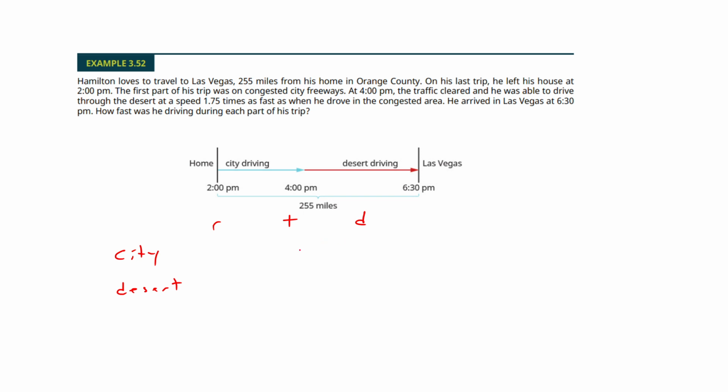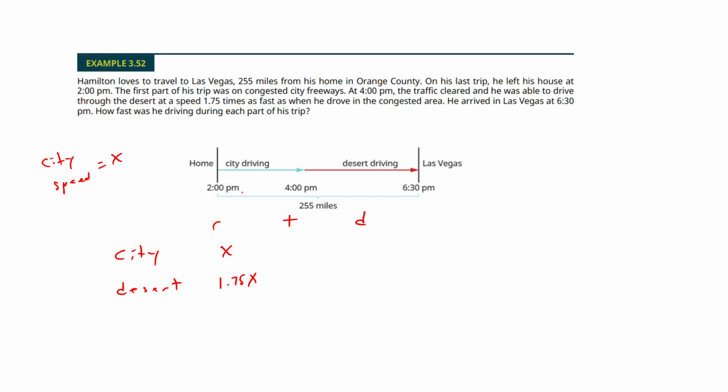Here's what's different. We don't know how fast he's going in the city. So that's his city speed. We don't know what it is. And what's different about this one is we don't just add 1.75. He's 1.75 times faster when he gets out of town. Well, that's multiplication: 1.75 times faster than the city speed. So we've never seen this before. We have the city speed, and then he's driving 1.75 times faster. That's multiplication.